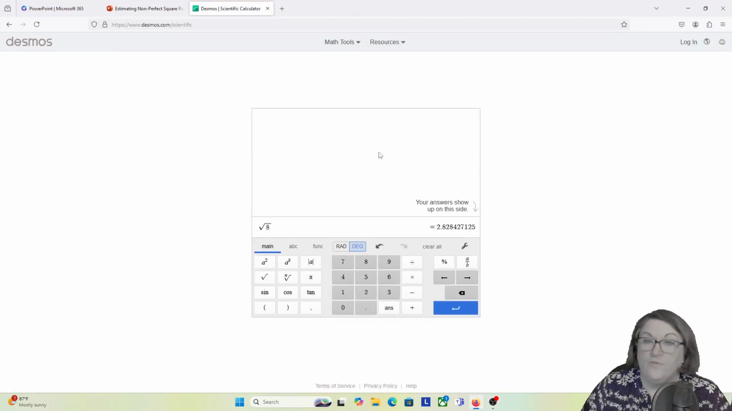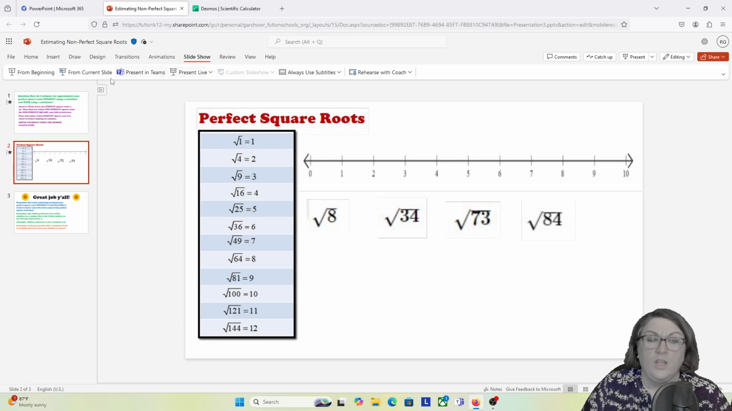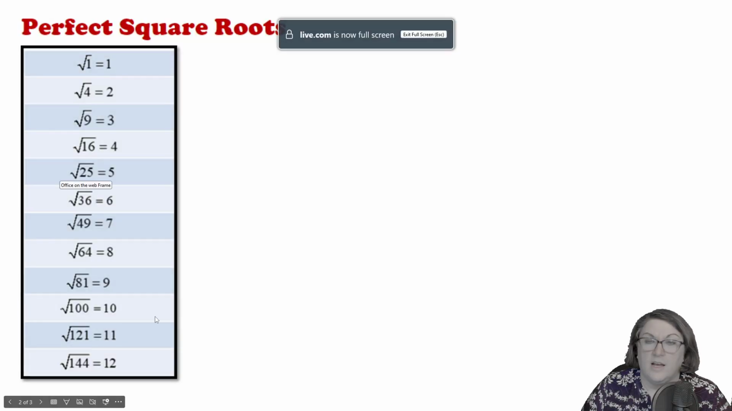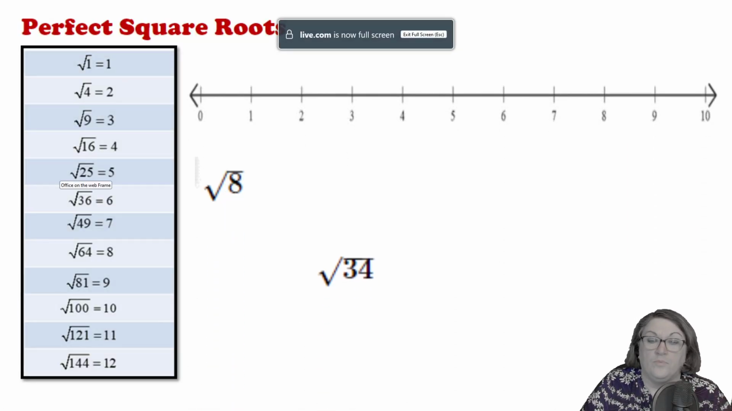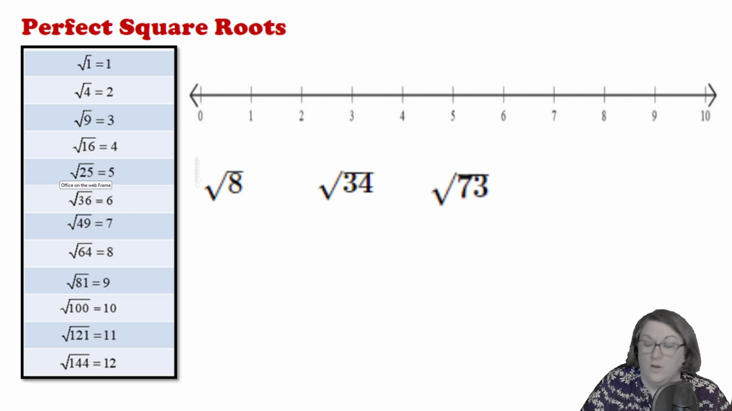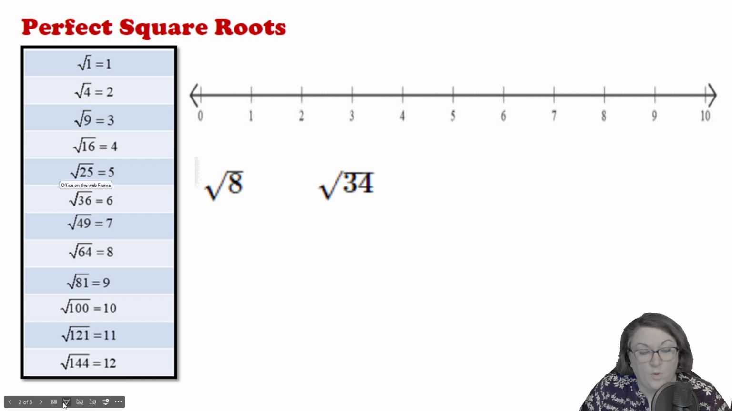Whoop, went too far out. And we are still on this slide. I'm going to erase my writing. Okay, so let's do the square root of 34 next. We'll do it in a different color. We'll use orange this time.